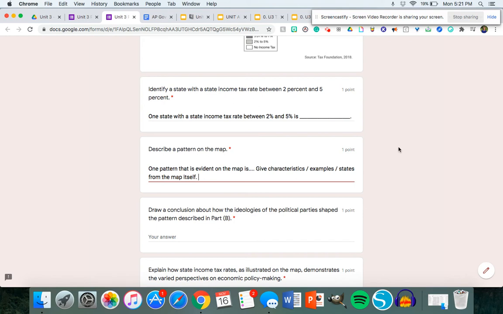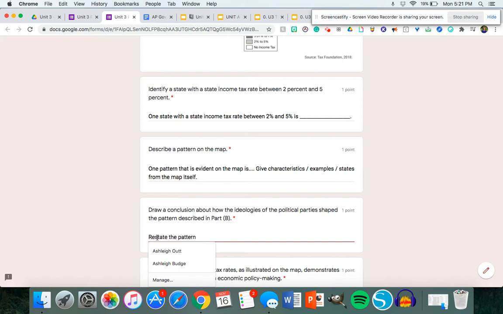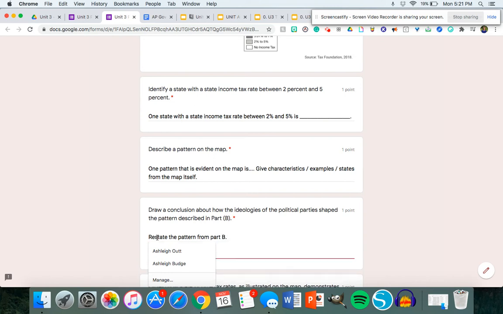That is a point. Now, part C is to draw a conclusion about how the ideologies of the political parties shape the pattern that you described in part B. So you cannot talk about a new pattern for this one. You have to go on what you talked about in part B. What I would do for this question is restate the pattern from part B. That's the first thing that I would do.